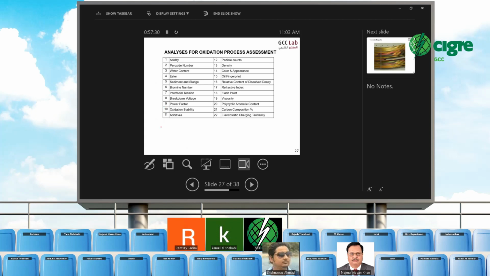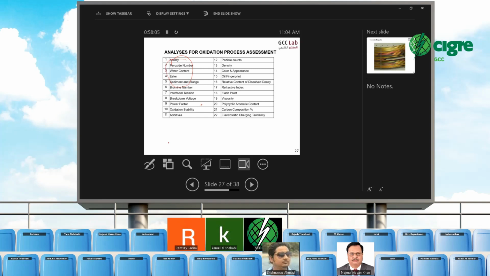Interfacial tension is a physical test that gives me information. If it is extremely high, that means interfacial tension will be very low, which gives me an indication that there is oxidation. Breakdown voltage also, most of them use it. Breakdown voltage also gives me information if you have oxidation products, if you have conductive particles or something like that.